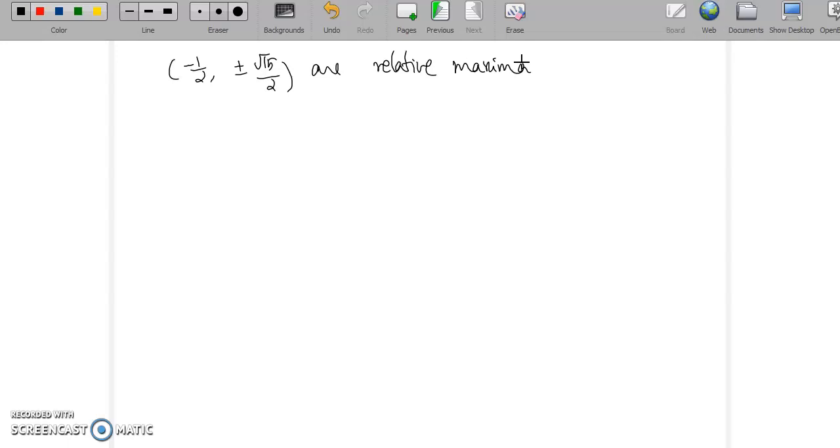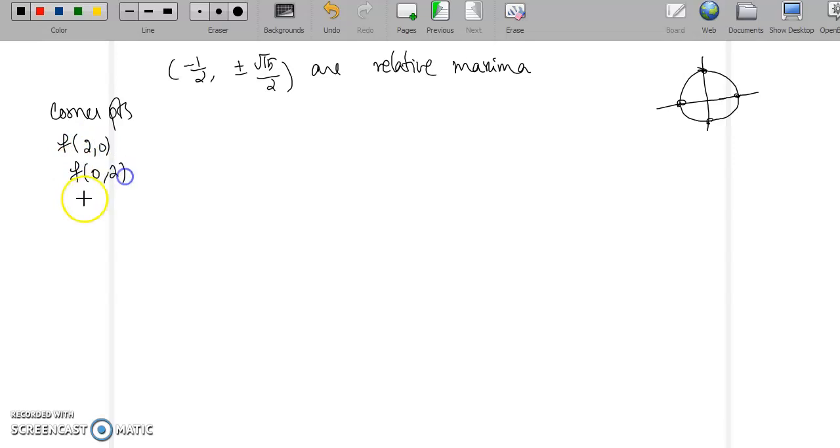So that is the interior and the boundary. And now when you take the disk, these will be your corner points. So the corner points are f of 2, 0, f of 0, 2, f of 0, minus 2 and f of minus 2, 0.